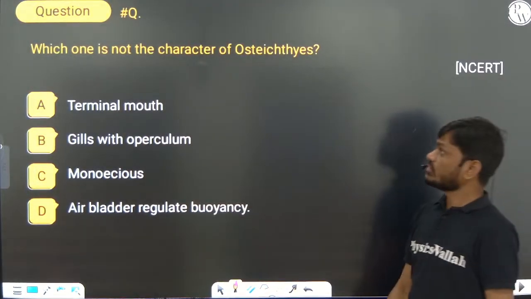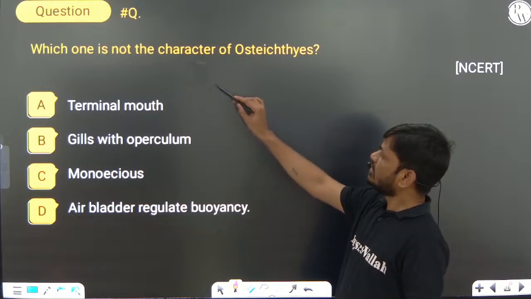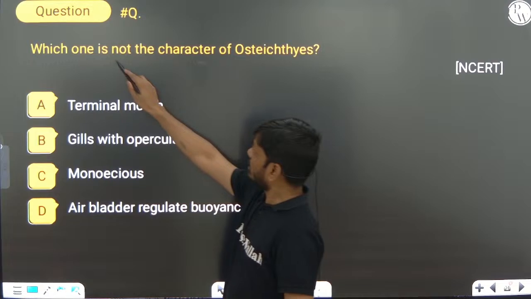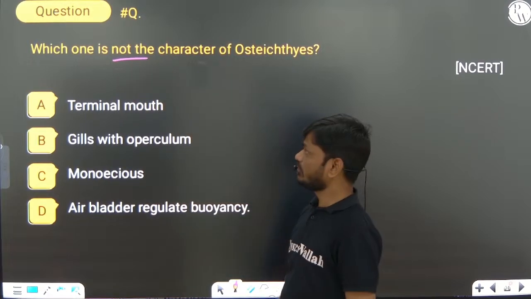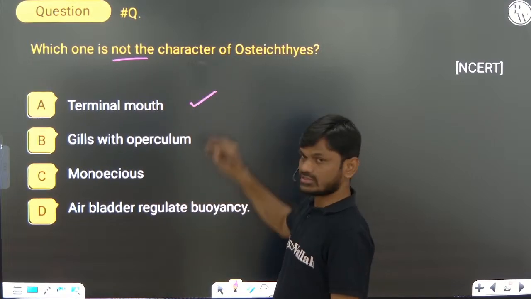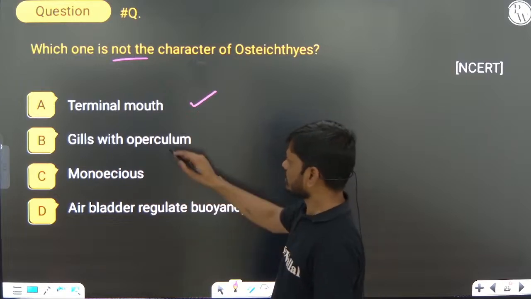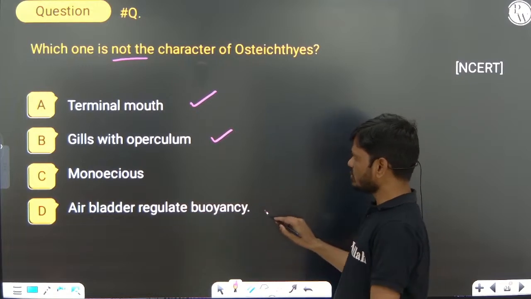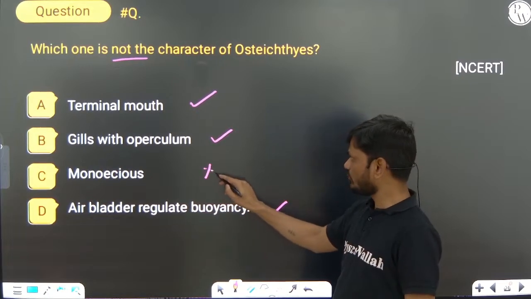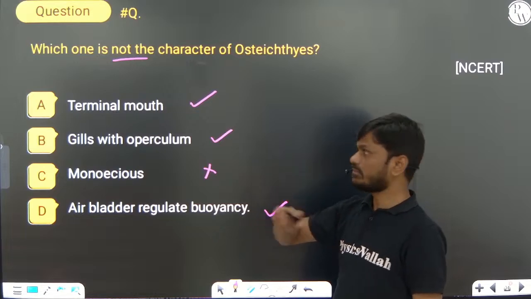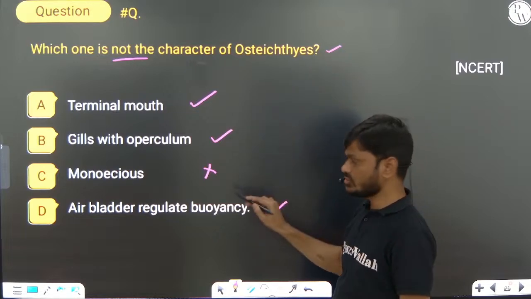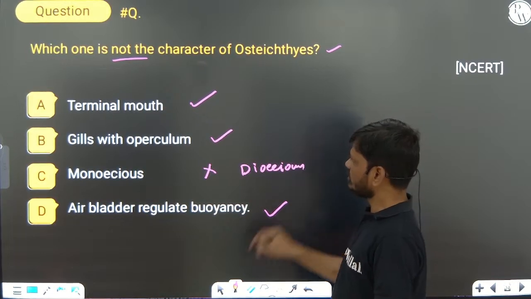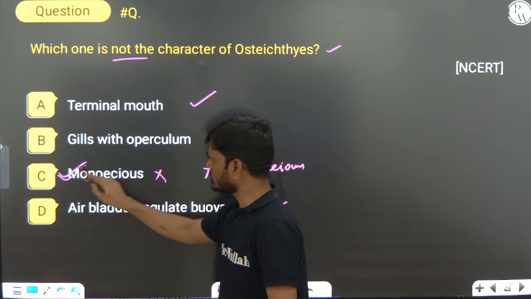So, one question, you can answer this. Which one is not a characteristic of Osteichthyes? Terminal mouth, okay, it is a characteristic of Osteichthyes. Gills with operculum, okay. Air bladder regulates buoyancy, okay. Monoecious condition, no. Male and female are present separately in Osteichthyes. They are not monoecious, but dioecious animals. So this is the wrong one. This is the answer.